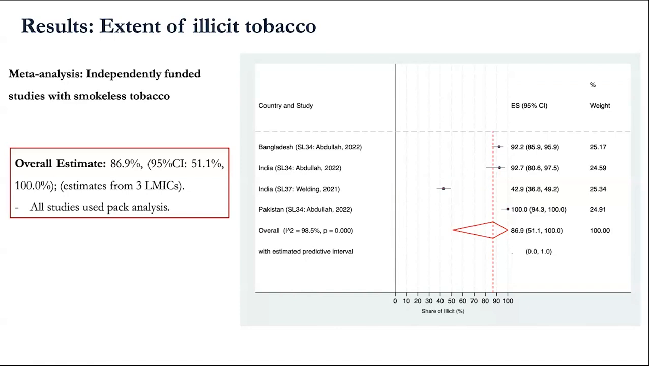One was solely designed as an illicit smokeless tobacco study, and the other one actually used both smoking tobacco and smokeless tobacco. But they covered only three low and middle income countries in South Asia: Bangladesh, India, and Pakistan. And the overall share of illicit smokeless tobacco in those three countries was 86.9%. And all these studies used pack analysis. There were no trade monitoring or gap analysis studies designed for measuring illicit smokeless tobacco.